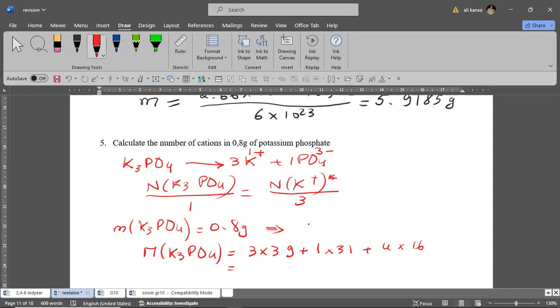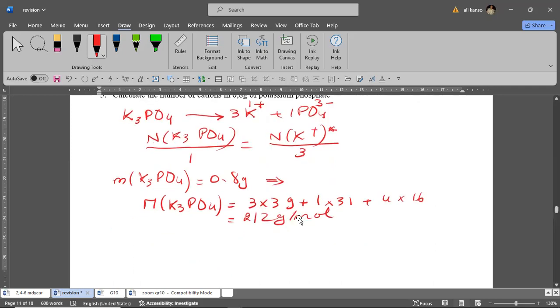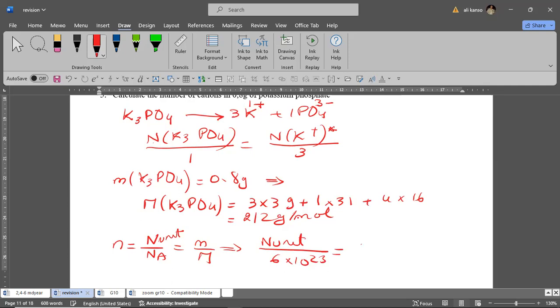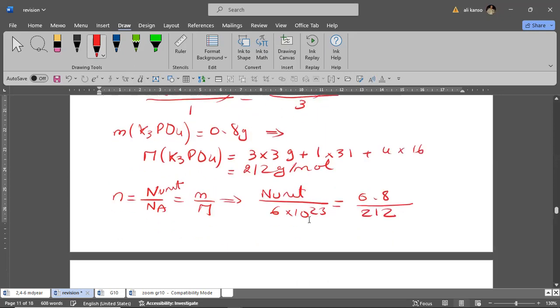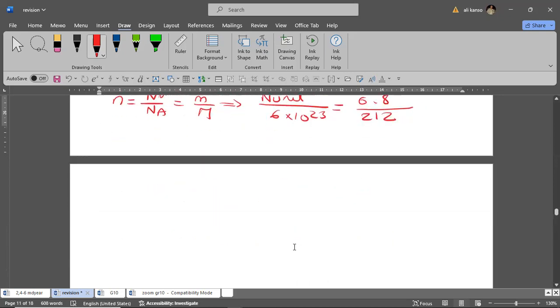So the answer is 212. We are talking, now we will calculate from here 212 grams per mole. Okay. Then to find the number, we have a mass, we'll go to the number of mole equal N over NA equal mass over molar mass. So N units over Avogadro's number equal to mass, which is 0.8 divided by the molar mass. Cross multiply.